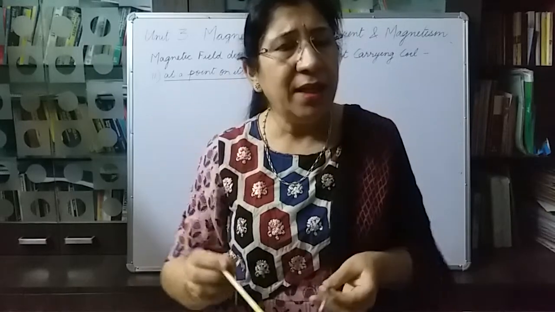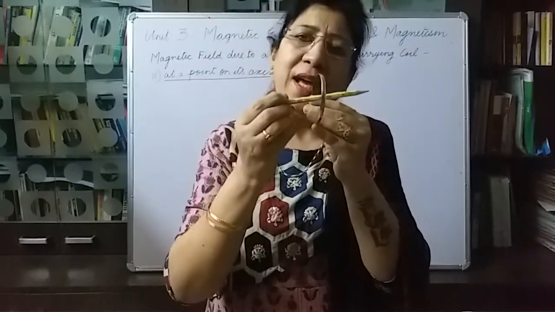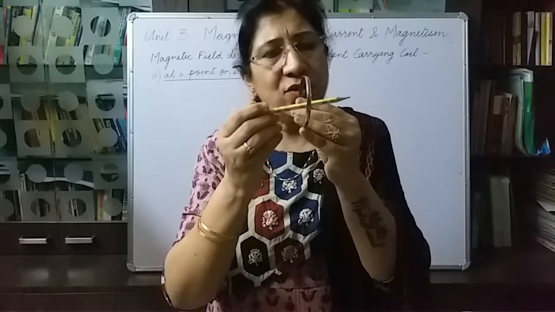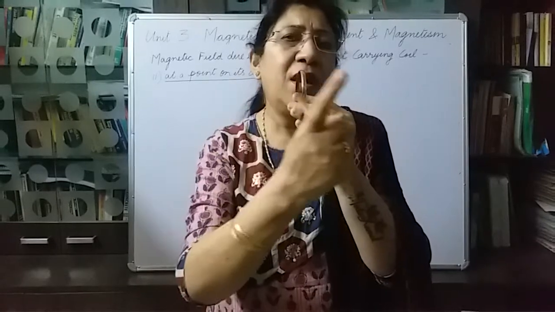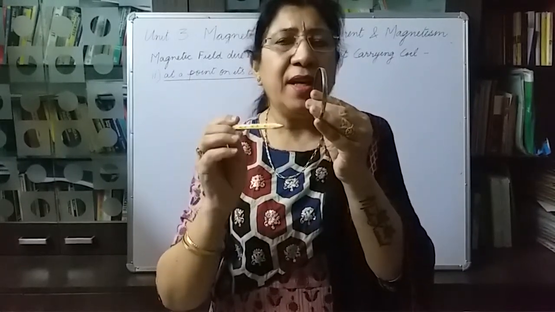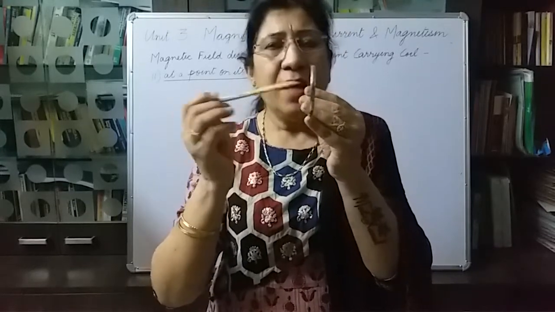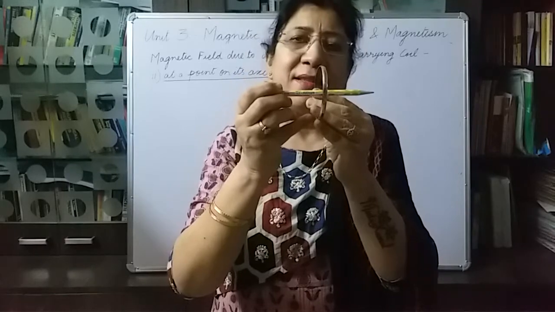This doesn't mean that the magnetic field is only at the center or on the axis. The magnetic field is actually all around, in all the region around the current carrying circular coil. But here we are just finding at its center, and in this case today we are finding at a point on its axis. So let us consider a circular coil.